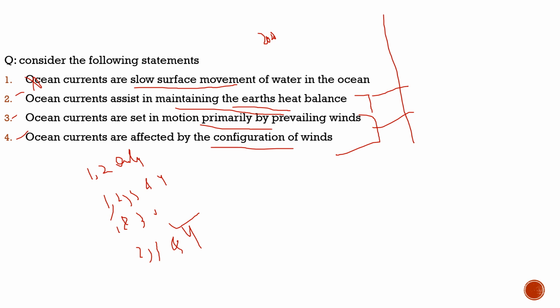Also we know that ocean currents assist in maintaining the Earth's heat balance. We know that ocean currents are set in motion primarily by prevailing winds, and when they are set by prevailing winds, they would definitely be affected by the configuration of winds. So with respect to this question, the correct statements are statements 2, 3 and 4. I hope you understood the question and also the technique. With this knowledge we can move forward and apply it in the upcoming exam.